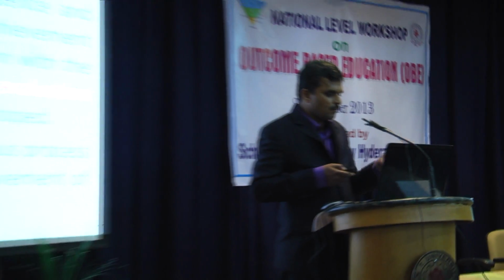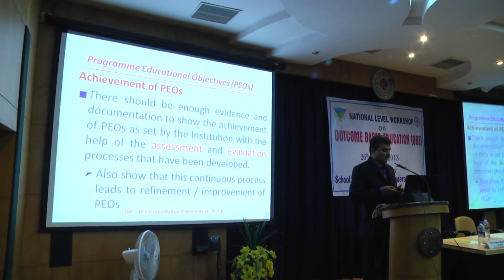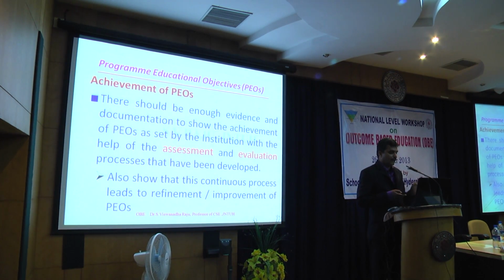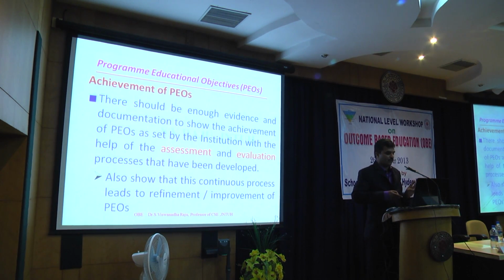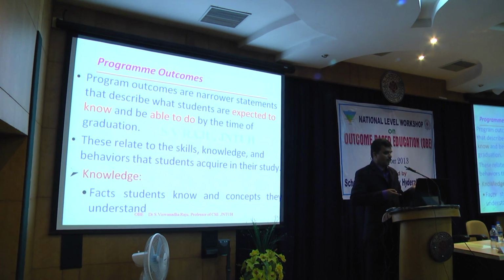Next, program educational objectives. Achievement of POs, you see that. There should be enough evidence and documentation to show the achievement of POs as set by the institution, with the help of the assessment and evaluation process that has been developed. So there is some evidence when I framed the POs. On the basis of that evidence, I should derive the program outcomes. Also show that this continuous process leads to refinement and improvement of POs. Without evaluation, you could not improve.